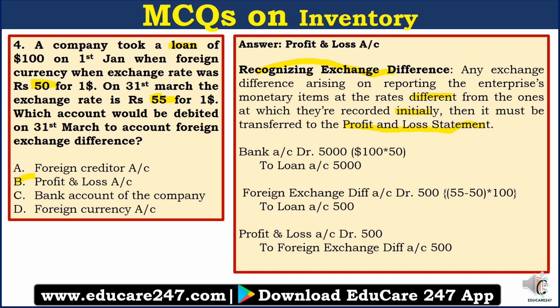So for these transactions, the accounting entries would be as follows. First, on 1st January, you will recognize the loan, right? So you will debit your bank account and you will credit a loan account. Now on 31st March, you will identify the foreign exchange difference. So a foreign exchange difference of rupees 500 will be identified, and on the same date, the foreign exchange difference will be transferred to profit and loss account.